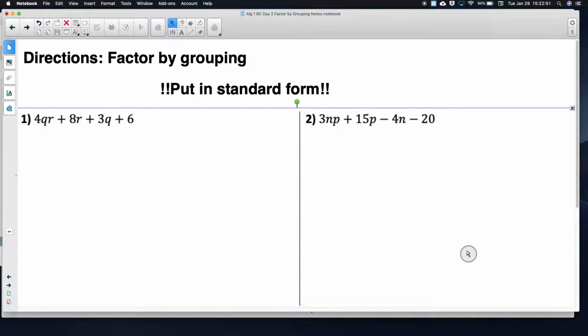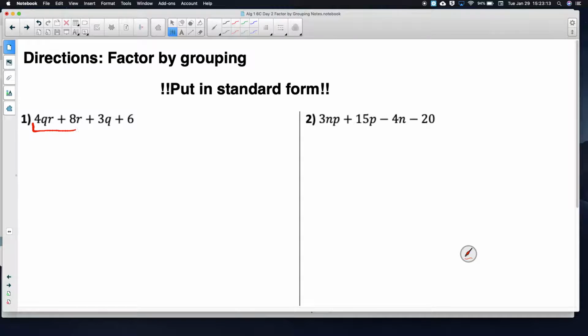So, when we factor by grouping, we want to make sure it's in standard form first. So I don't want anything jumping the line. You'll see in this first example, this first term has 2 variables, the next term has 1, the next term has 1, and then I have my constant term. That's okay. So when I factor by grouping, I'm going to break the first 2 terms into a group. And I'm going to ask myself, what is the greatest common factor between 4QR and 8R? Well, the greatest common factor is 4R. What's left over? Q plus 2.